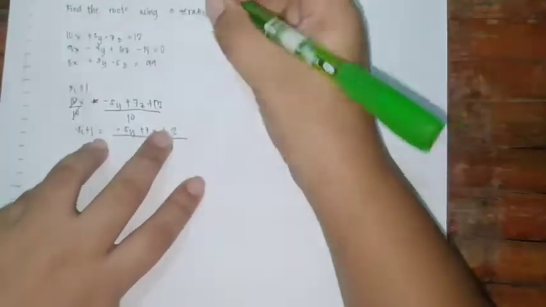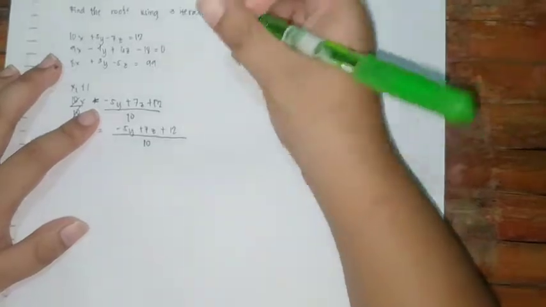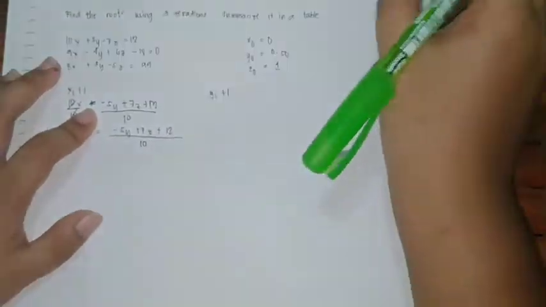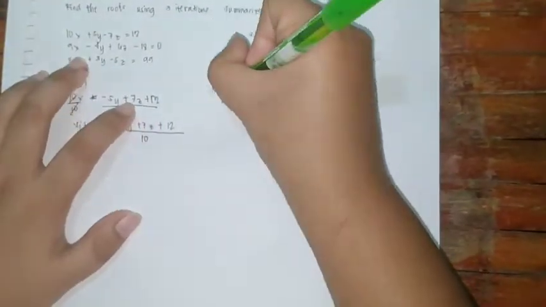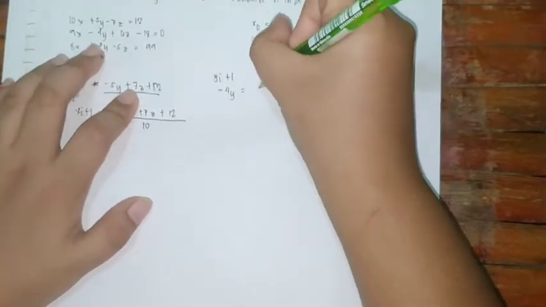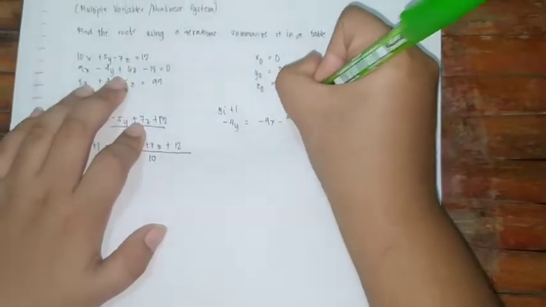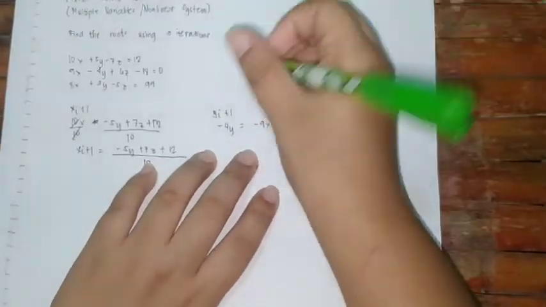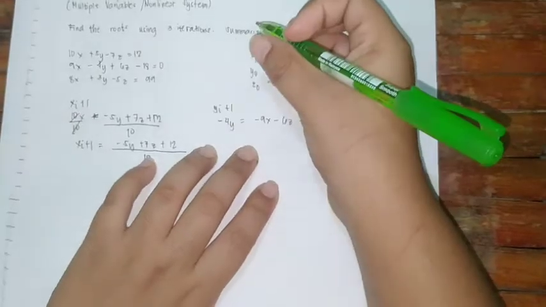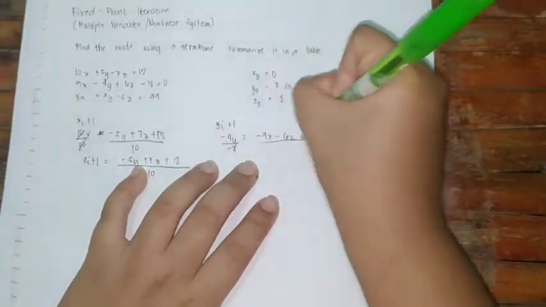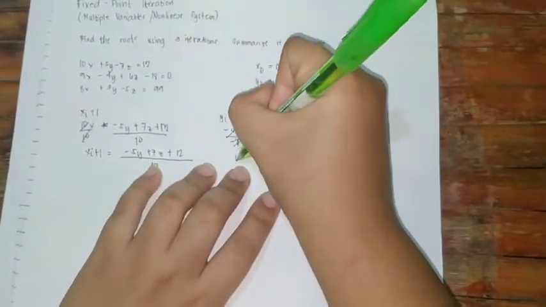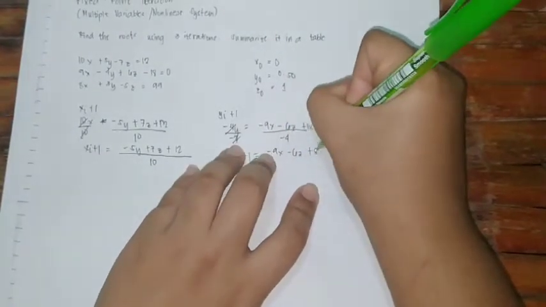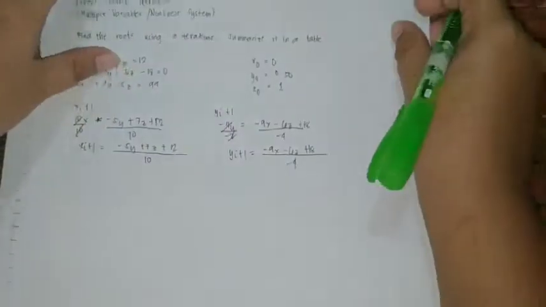And then for the second equation, we're going to use y sub i plus 1, in which we're going to transpose all the non-y variables to the left side. So we have negative 4y is equal to negative 9x minus 6z plus 18, and then divide both sides by negative 4 so that y will remain. So we have y sub i plus 1 is equal to negative 9x minus 6z plus 18 over negative 4.